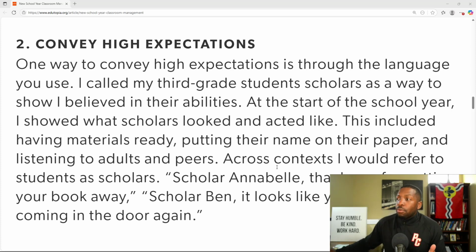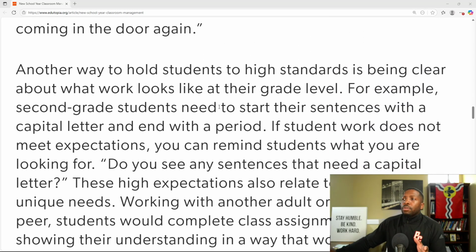Across contents, I would refer to students as scholars. Scholar Annabelle, thank you for putting your book away. Scholar Ben, it looks like you need to try coming in the door again. Another way to hold students to high standards is being clear about what work looks like at their grade level.